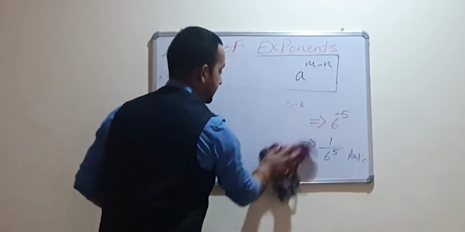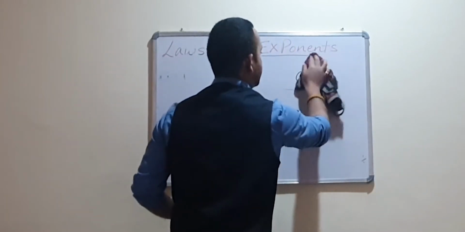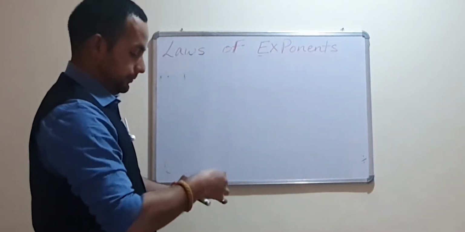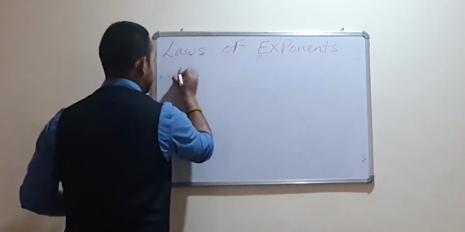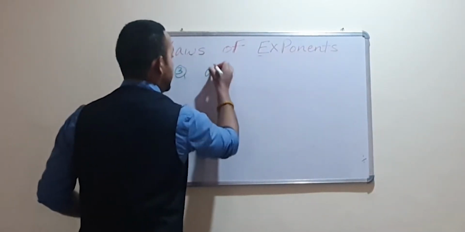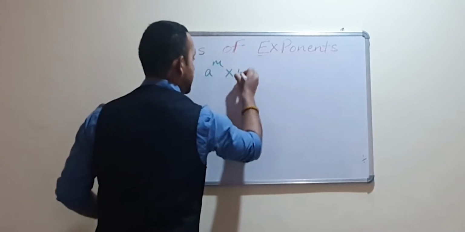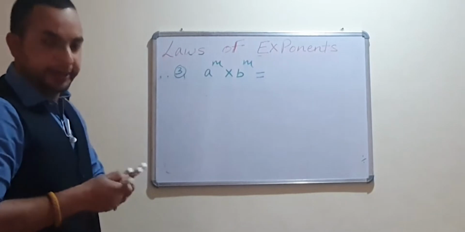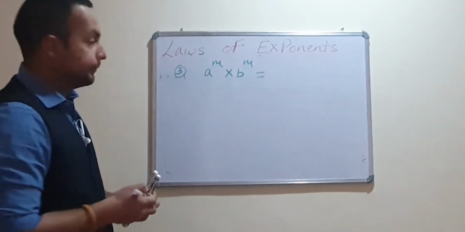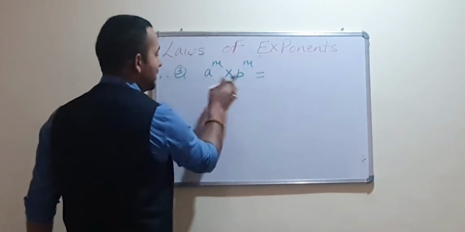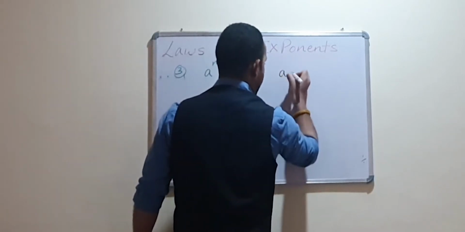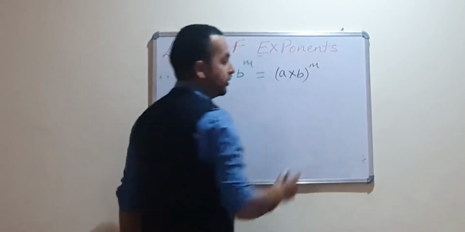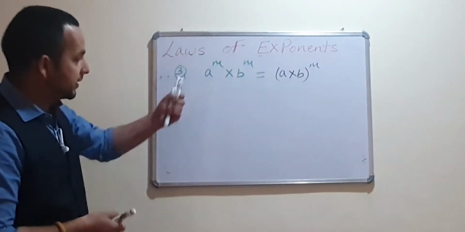Our third law is a raised to the power m multiply b raised to the power m. Now your bases are different and your power is the same. What you will do is multiply these two, a multiply by b, and m you can write only once because it's common on both sides.